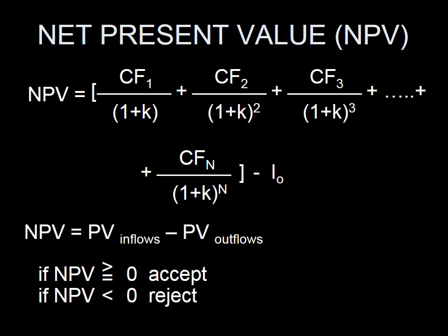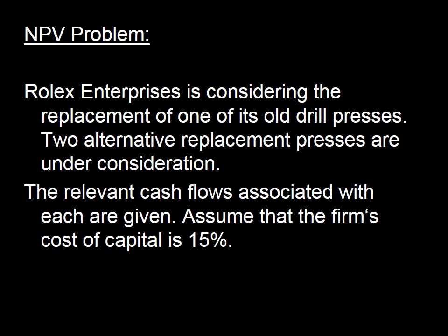So let's go ahead and demonstrate how you would calculate the net present value. Here I have a problem. Rolex Enterprises is considering the replacement of one of its old drill presses. Two alternative replacement presses are under consideration. The relevant cash flows associated with each are given. Assume that the firm's cost of capital is 15%. So 15% is going to be our discount rate, because that cost of capital represents our overall average cost of financing for the firm.